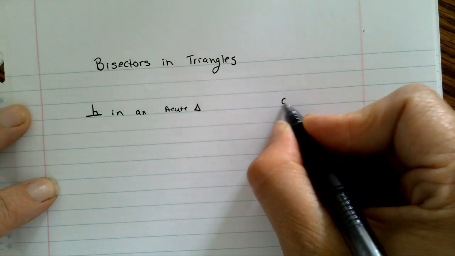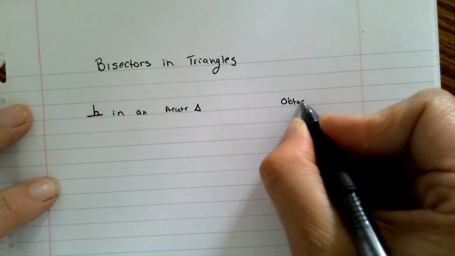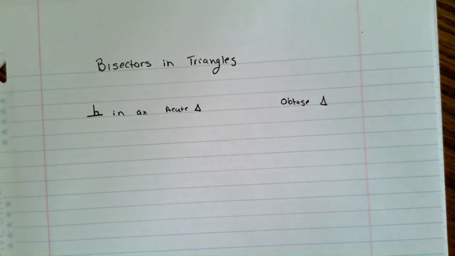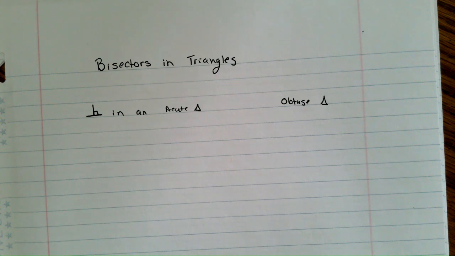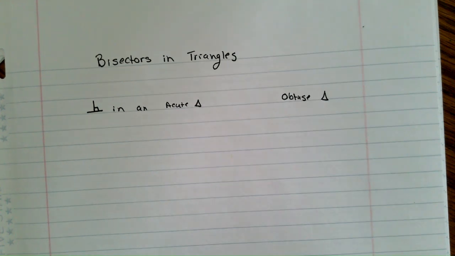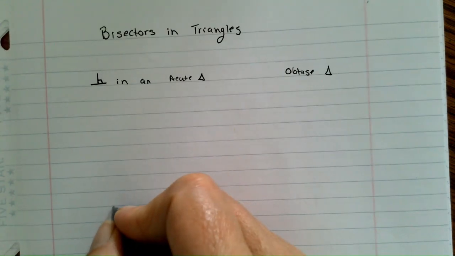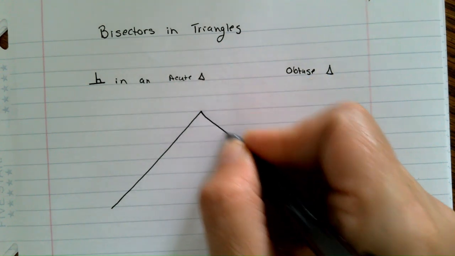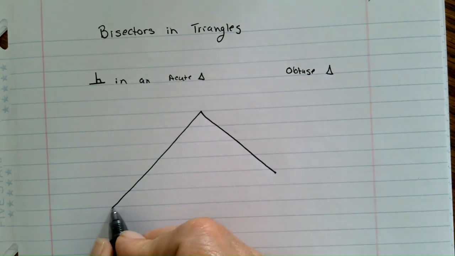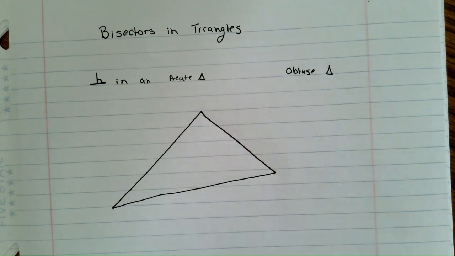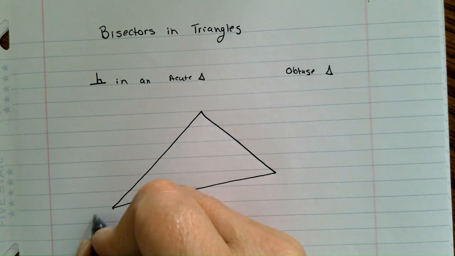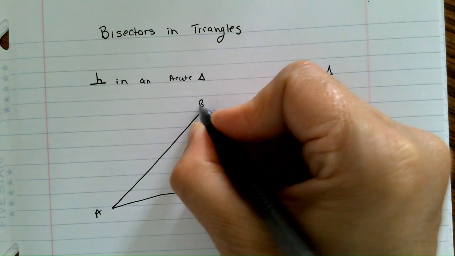Then we're going to do it in an obtuse triangle. Okay? And we're going to see what happens with each. So kind of a neat little thing. All right, so an acute triangle, remember, is just one that has three corners less than 90 degrees. I made sure to put it at an angle because I wanted it to be at an angle.